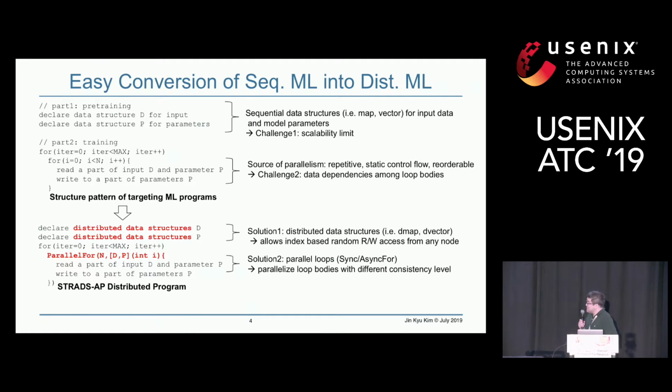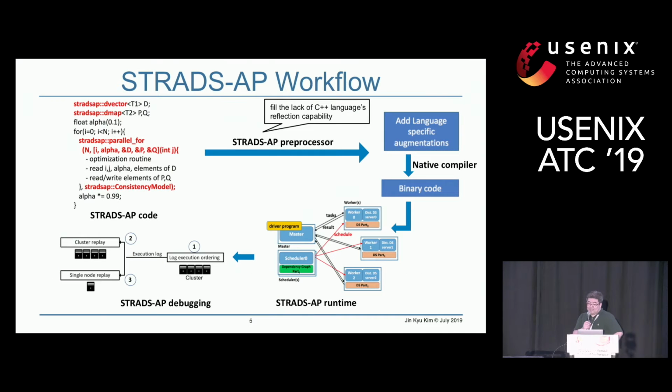First, we replace the sequential data structures with our distributed data structures that provide the same interface as the sequential data structures. Then, we replace the inner loop statement with our parallel loop operator that parallelizes the loop bodies with a strong or relaxed consistency depending on user configuration. Then this annotated program is pre-processed by our compile time tool and compiled into a binary program, and finally it's executed in a distributed environment by our runtime system.